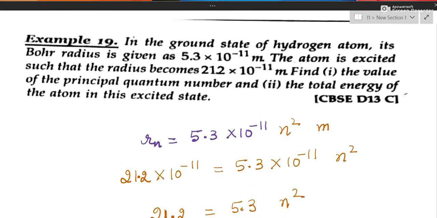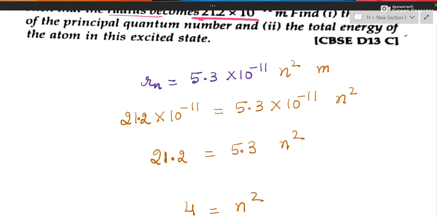Now getting to the next one. In the ground state of the hydrogen atom, the radius is given by this. The atom is excited, so the radius becomes this. So we know the general formula of the radius in the nth shell is given by this. You can write 0.53 also, but then you will be writing in angstrom. Here it is given in meters, so there is no problem. You can use the same formula as well.